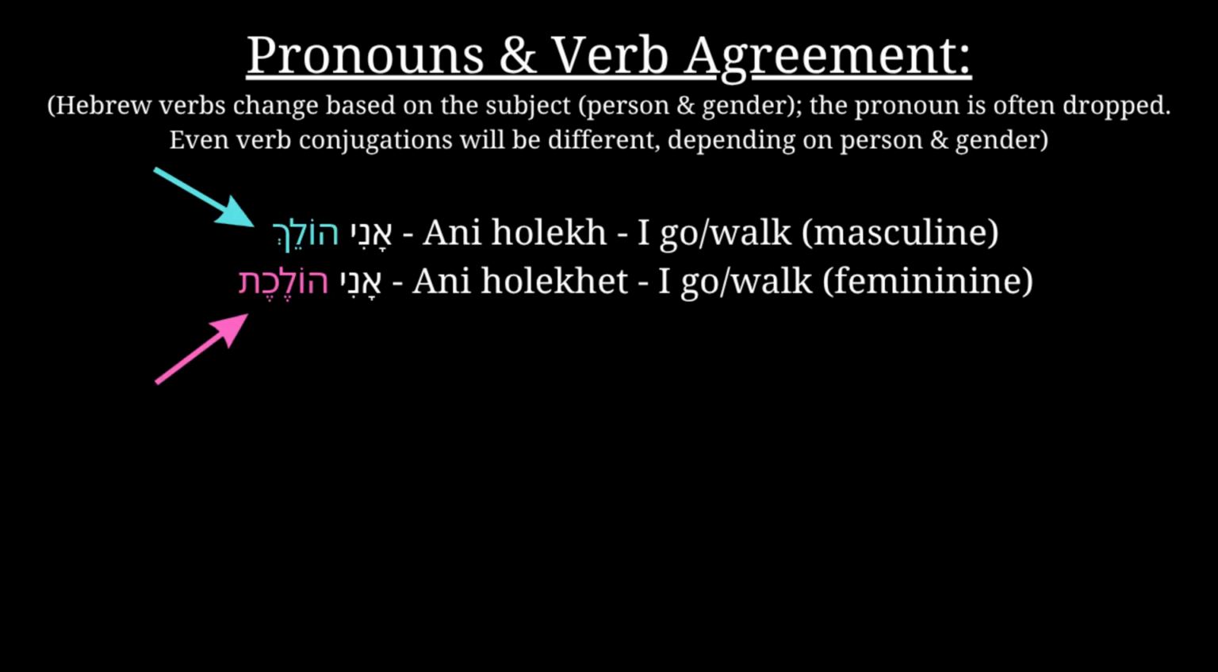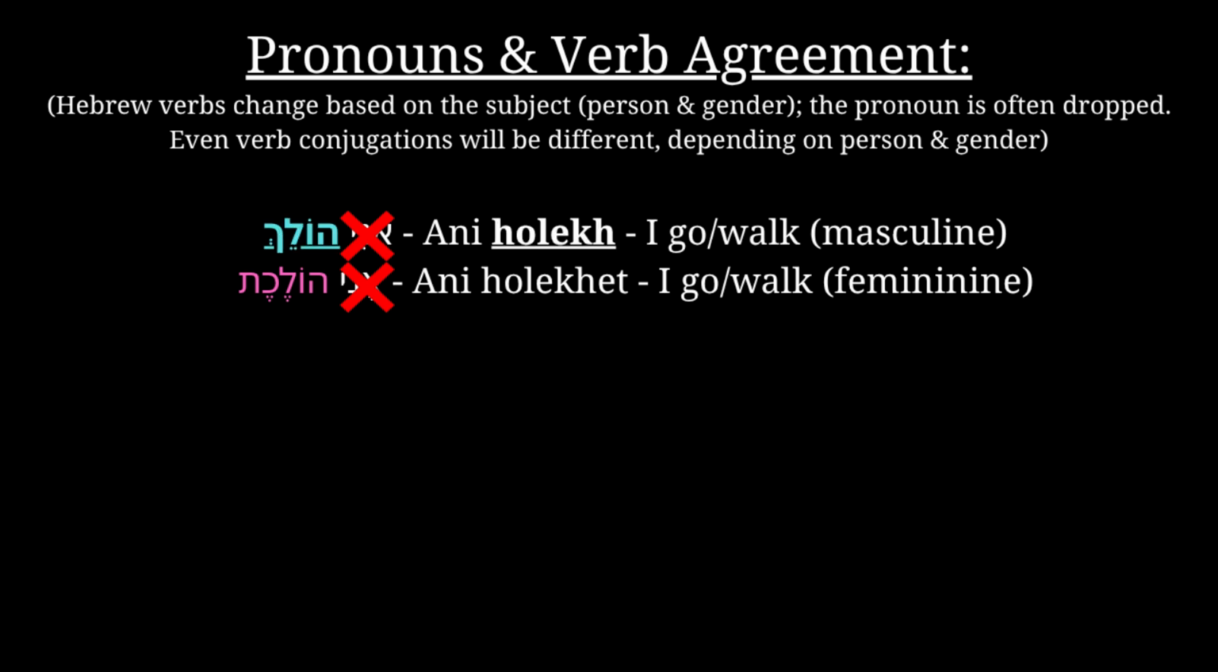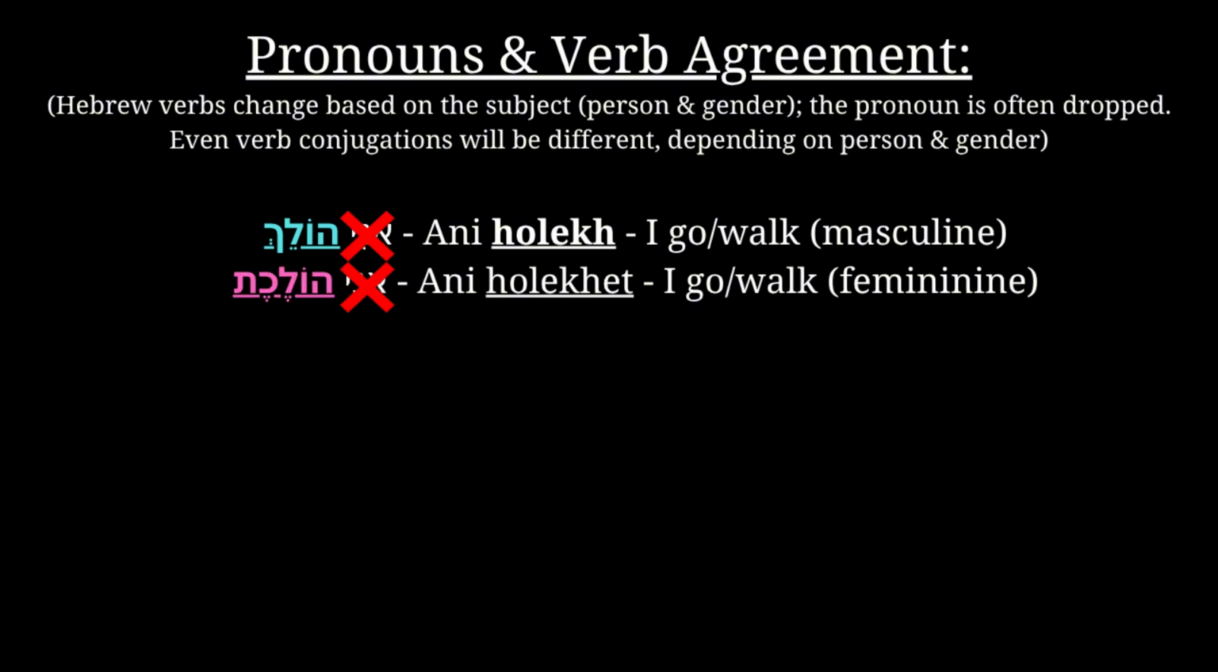Again, notice how even the conjugation changes, because Hebrew is highly gendered. Due to this rule, we can often omit the subject when it's understood from the verb form. Holech would mean I go, I walk, masculine, and holechet would be I go, I walk, feminine, so the subjects are not needed when the verb form already tells the gender.